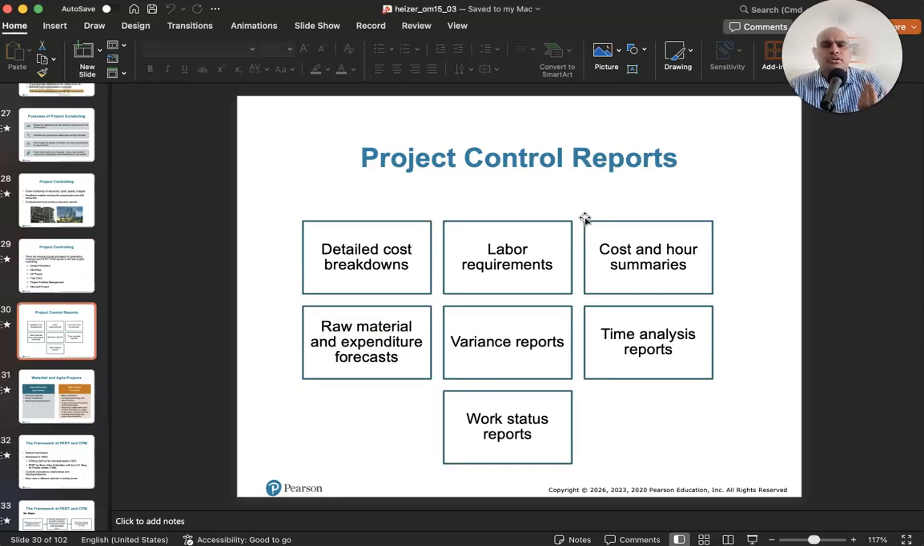So the usual reports that you look at when you're looking at projects, making sure your project is working well, is you look at cost breakdowns, labor requirements, cost and hour summaries, time reports, work reports, raw material cost reports, raw material usage reports, right? And finally, a very important report that you always look at when you look at project controlling is variance reports, right?